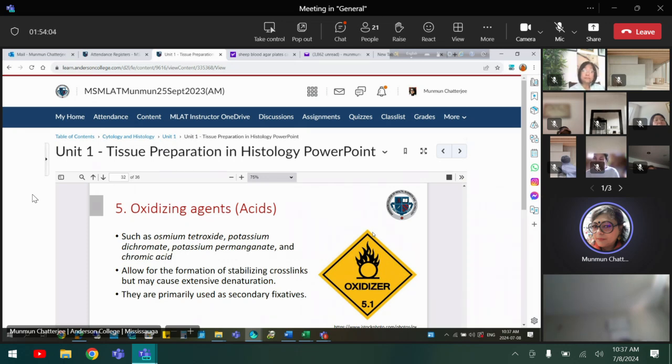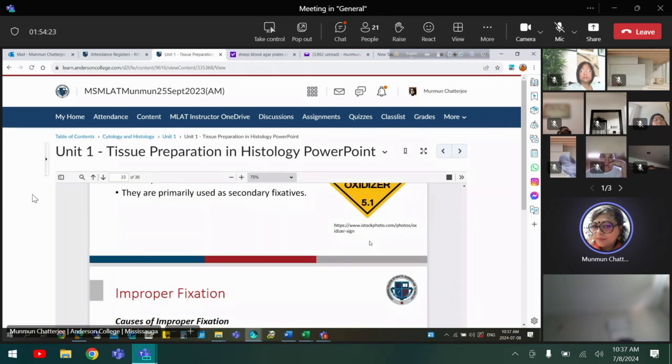Here we have the oxidizing agent kind of acids. These are under the group of acids: potassium dichromate, potassium permanganate, and chromic acid. This allows the formation of stabilizing cross-links but may cause extensive denaturation. They are primarily used as a secondary fixative, not the primary one.